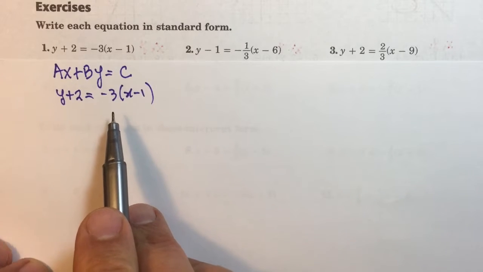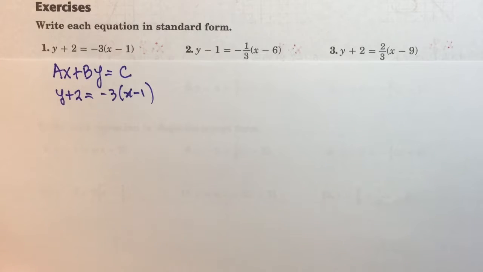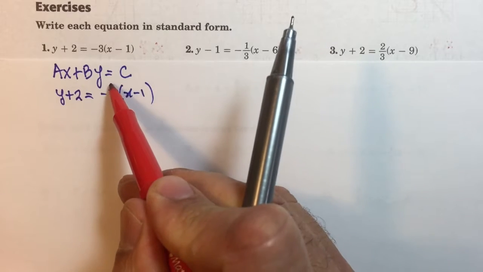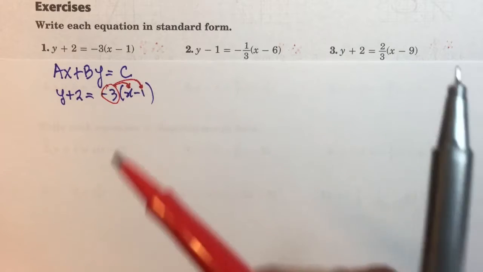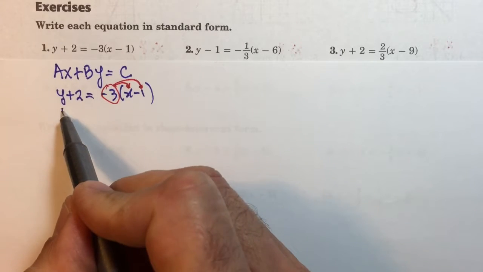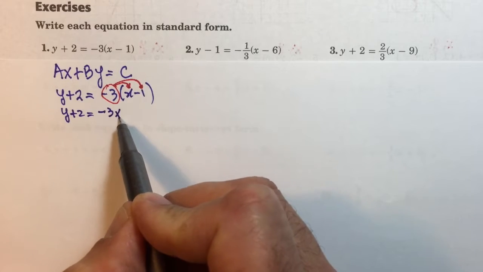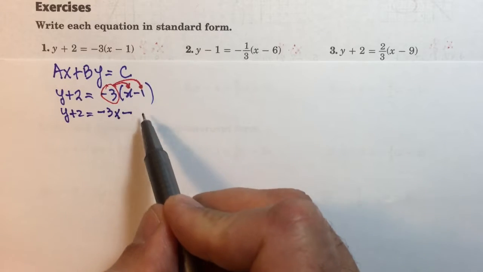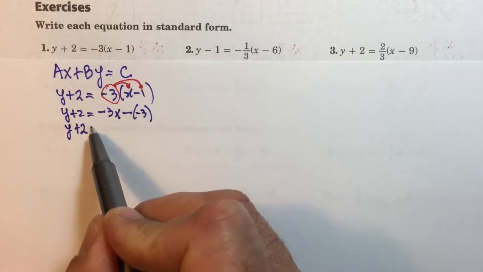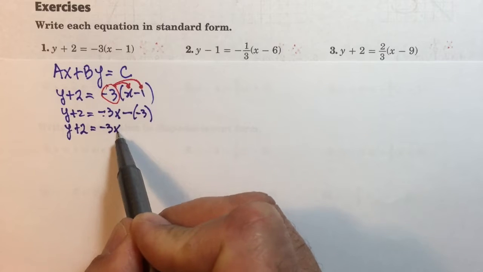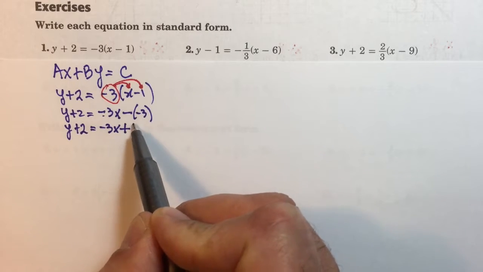In this case I don't have any denominators, so I don't have to worry about dividing by anything. The only thing I'm going to do here is apply the distributive property, multiply the negative 3 times the x and the negative 3 times the 1 here. So I'm going to rewrite everything again, y plus 2. Negative 3 times x is negative 3x, minus negative 3 times 1 is negative 3. Rewrite y plus 2 equals negative 3x minus a negative number, which is the same as adding the opposite. The opposite of negative 3 is 3.